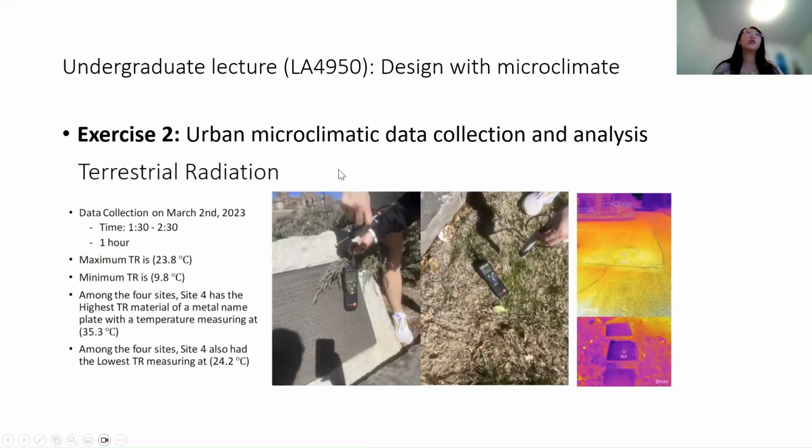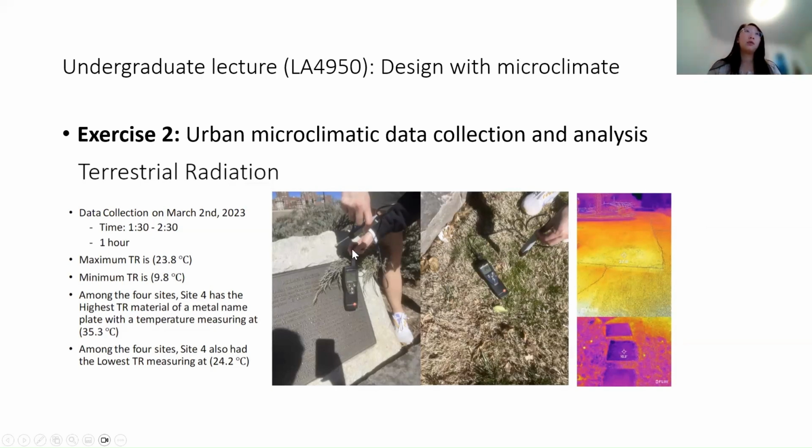And then for terrestrial radiation, I feel like this is really an interesting part. Students are also pretty excited to see those images, like thermal images, of how hot it is, because they can feel it but don't know the exact number, how hot or how cold it could be. So for terrestrial radiation, we ask the students to use 2 types of devices. They can pick just one of them.